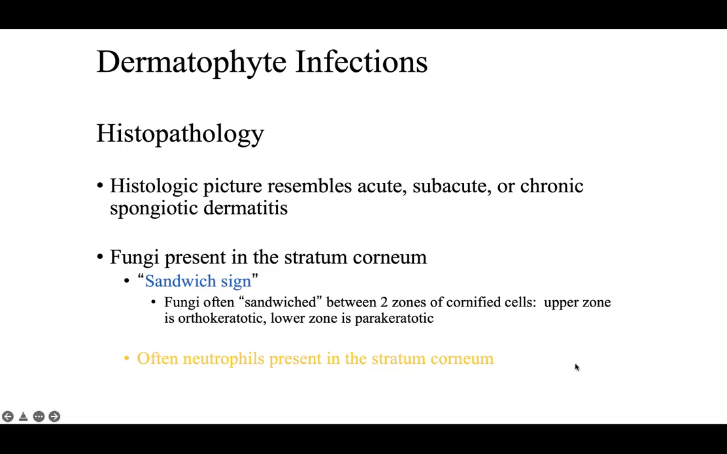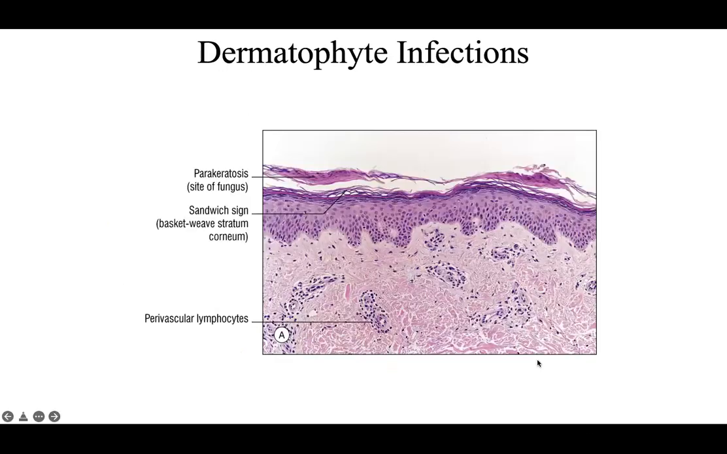Often neutrophils are present in the stratum corneum. Again, like I said, you're going to want to rule out the fungal infection when you do see neutrophils in the stratum corneum. So here you see just a mildly spongiotic dermatitis, a little bit of acanthosis, nothing crazy. It's not very inflamed. But the tip-off here is the parakeratosis, overlying orthokeratosis.